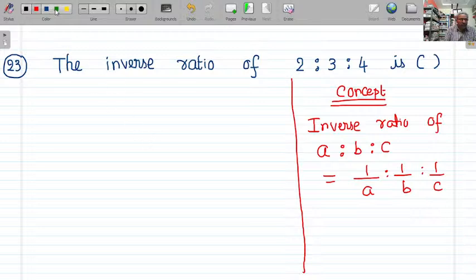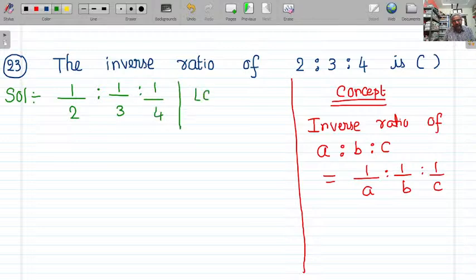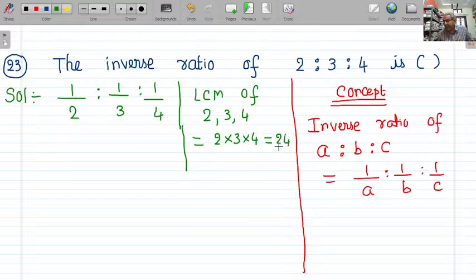So let us perform it now. The solution we can write here: the inverse ratio is 1 upon 2 is to 1 upon 3 is to 1 upon 4. Now find the LCM of 2 comma 3 comma 4. 2 and 3 are co-primes, so the LCM is 2 into 3 into 4, that is equal to 24. Multiply each term with 24.